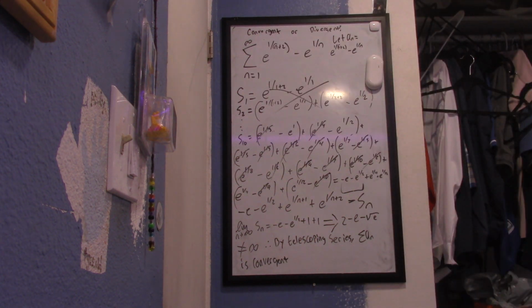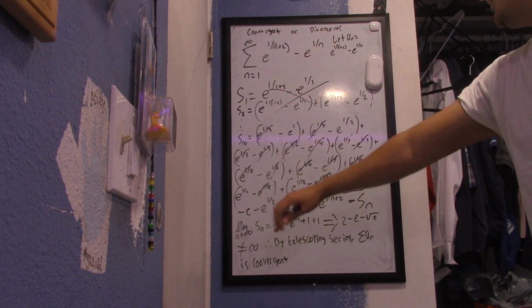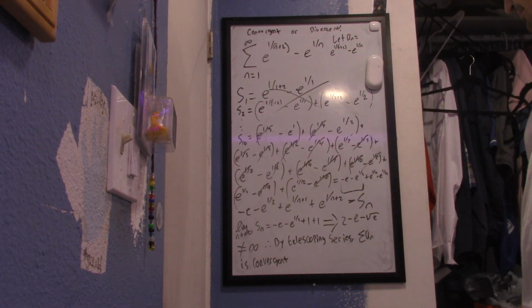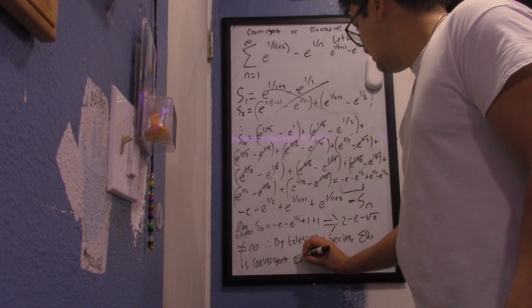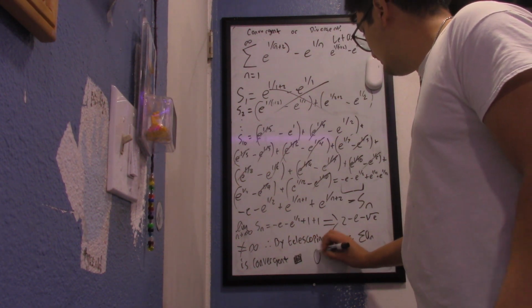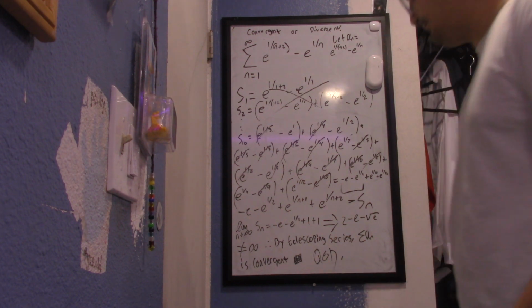Meaning that if you add up everything as n approaches infinity, you will always end up with a convergent value. It will not go to infinity. It will not always change. It will converge to one value. Q.E.D. Thank you.